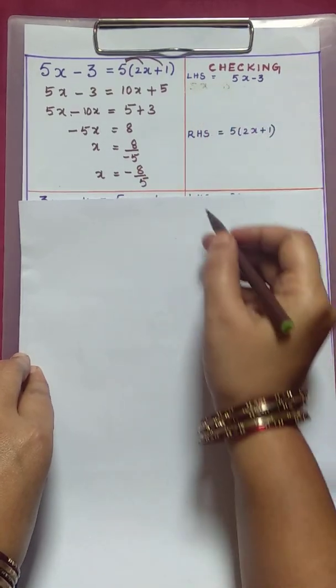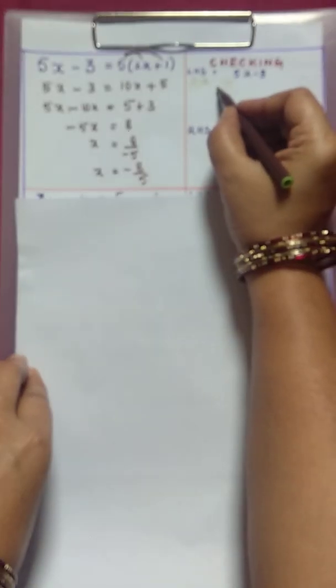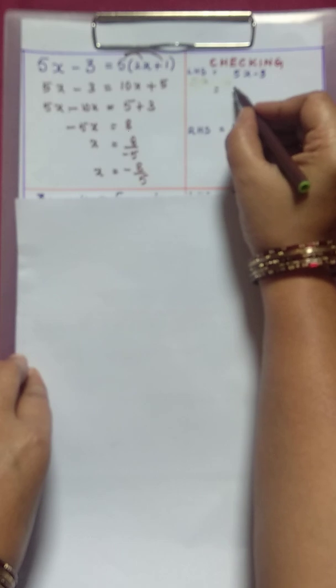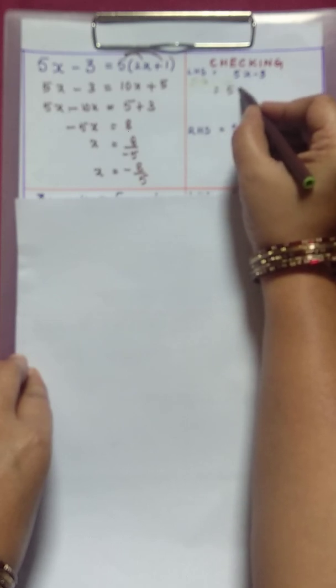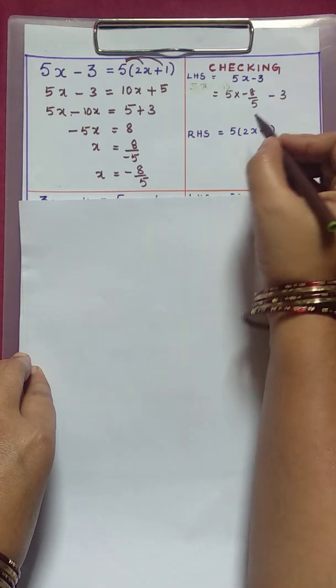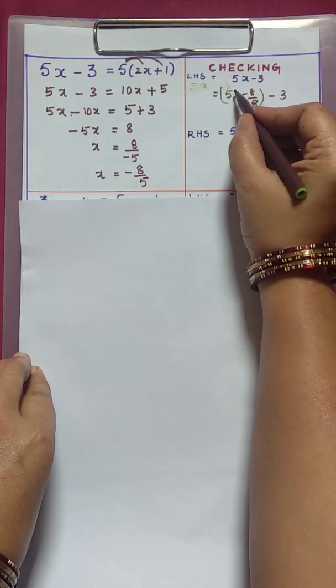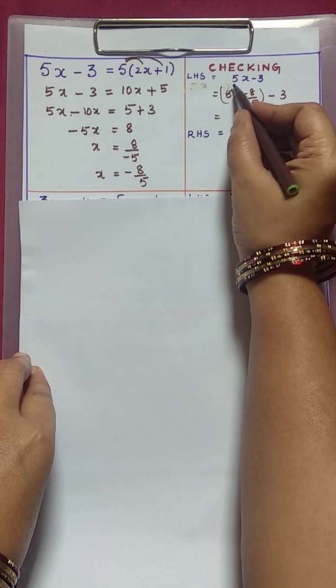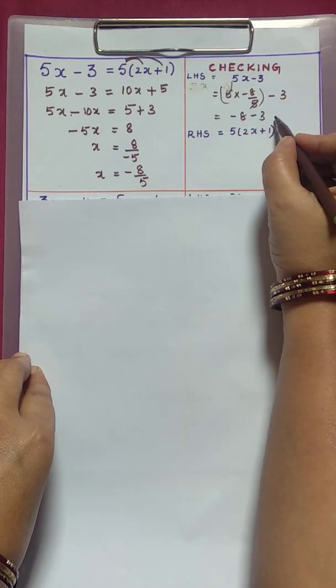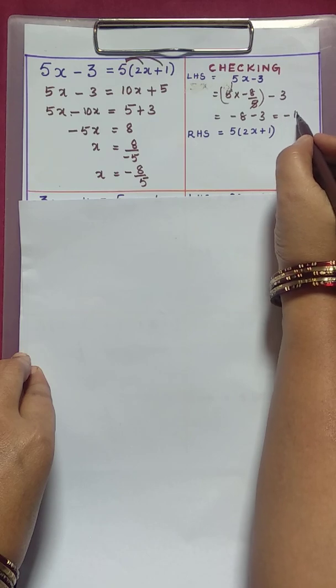Now let us substitute here for checking. LHS we have 5x minus 3. So 5 into x value is minus 8 by 5 minus 3. Now here 5 and 5 you can cancel. So 1 it is. 1 into minus 8, minus 8 minus 3. Minus 8 minus 3 means minus 11.